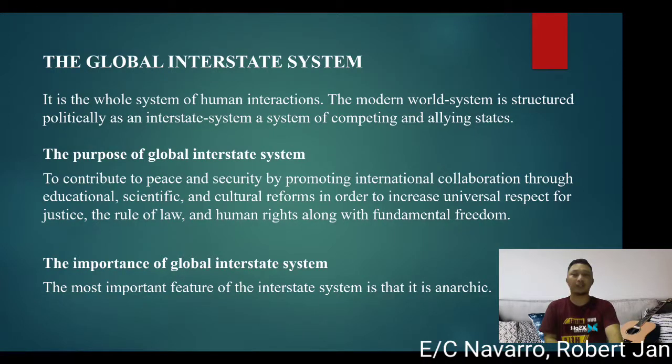Next, we need also to know the importance of the global interstate system. The most important feature of the interstate system is that it is anarchic. Unlike politics within states, relations between states take place in a Hobbesian state of nature, since an anarchic system is one in which all states constantly face actual or potential threats. Their main goal is security. So, in my opinion, we need to have the balance of power in the interstate system in order to prevent any single state from controlling the world or economy and from imposing a political monopoly over accumulation.